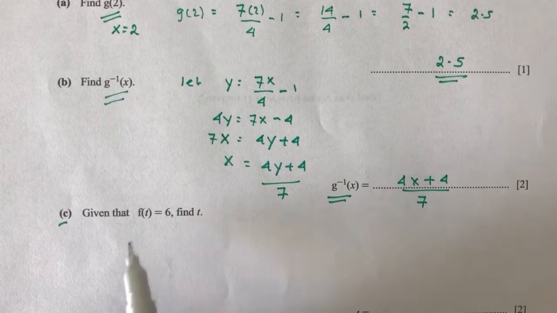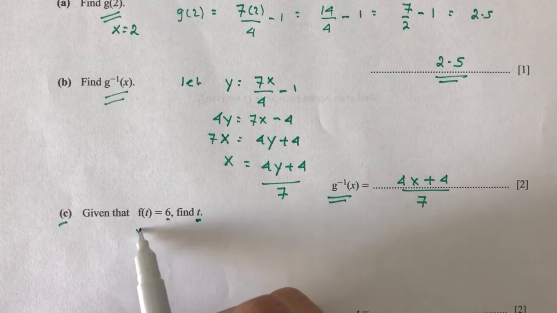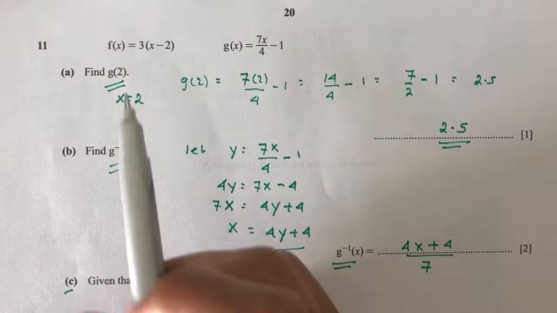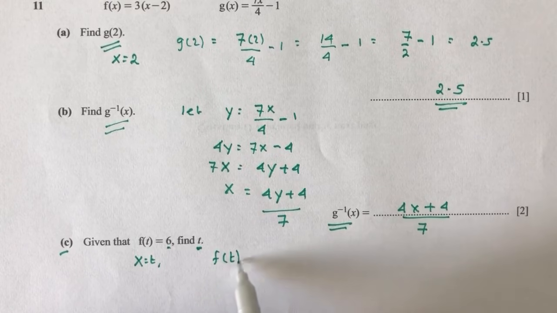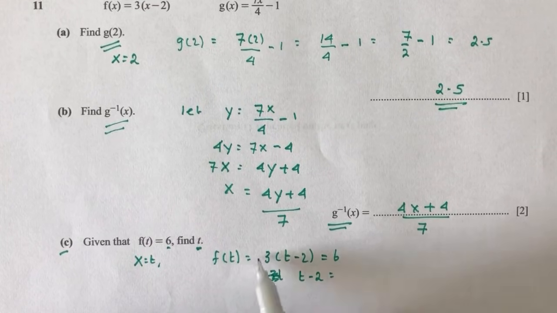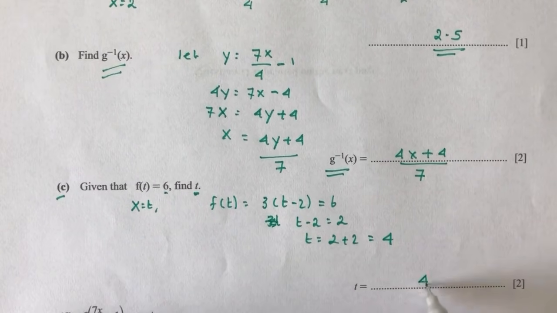Part C, given that f of t equal to 6, find the value of t. So here we say, if we replace the value of x by t, we have 6. So what is the value of t? f of x is this function, so let's replace that in the function f of x. So we have 3 times t minus 2 equal to 6. So 3, let's bring this over here. We have t minus 2 becomes 6 divided by 3 will be 2. So t is 2 plus 2. It is 4. Part C, your answer is 4.